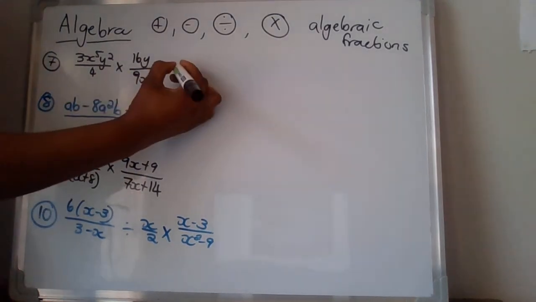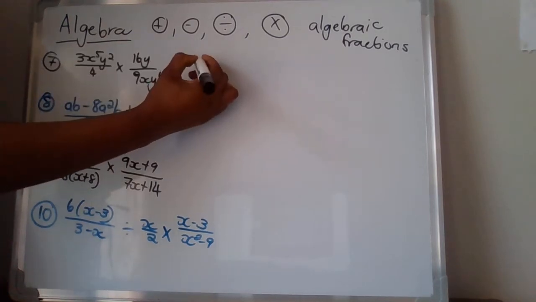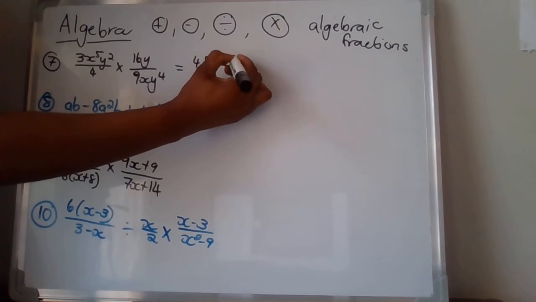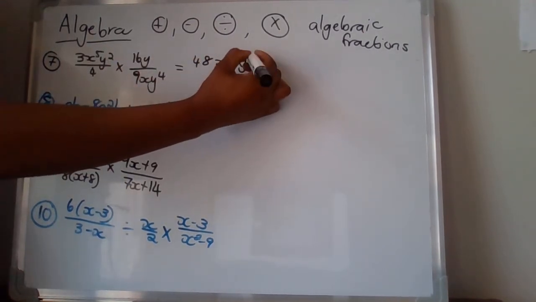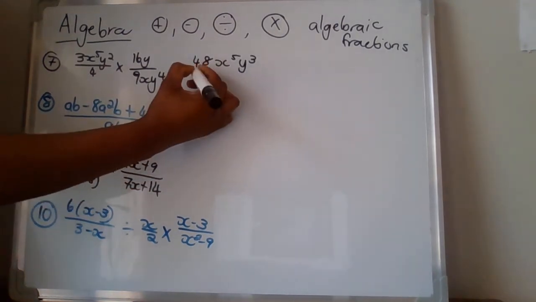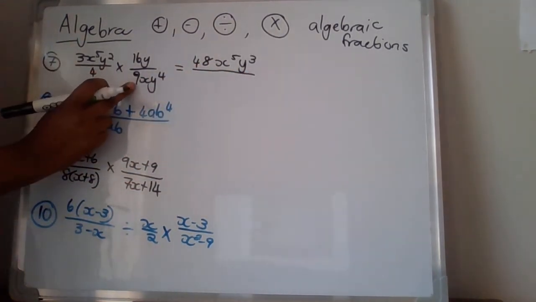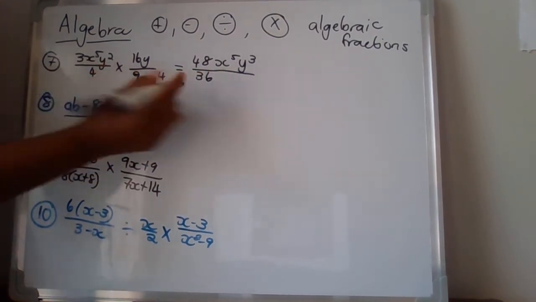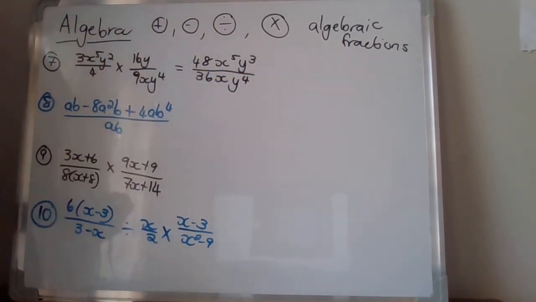Okay, so maybe let's do it like that. So I have 3 times 16, which is 48. And at the top, I have x to the power of 5. And I have y squared times y, which is y cubed. Okay, all of this divided by 4 times 9, which is 36. And I have x y to the power of 4.